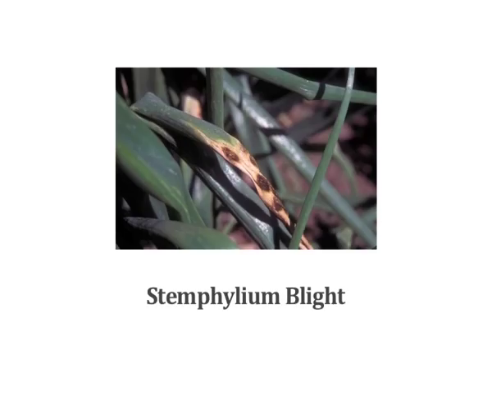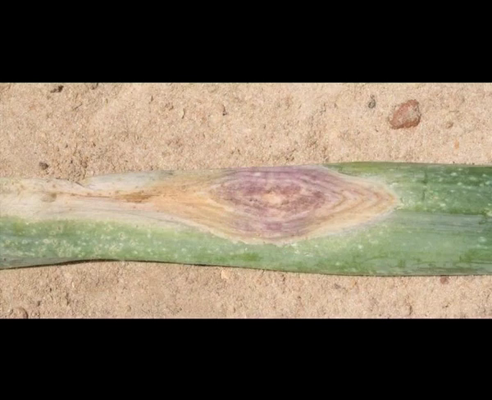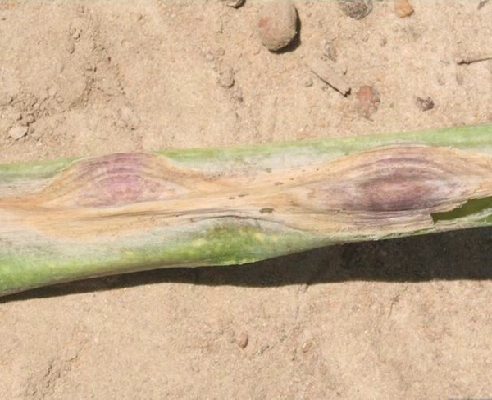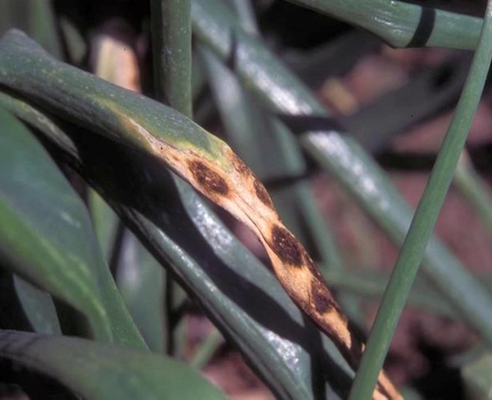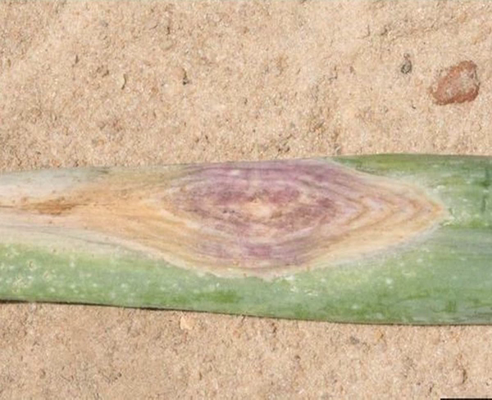Sclerotia germinate only once. Next disease is the Stemphylium blight. Symptoms are expressed as small yellowish to orange flecks or streaks in the middle of the leaves, later developing into elongated spindle shaped spots surrounded by a pinkish margin. It appears on the inflorescence stalk, which damages the seed crop.